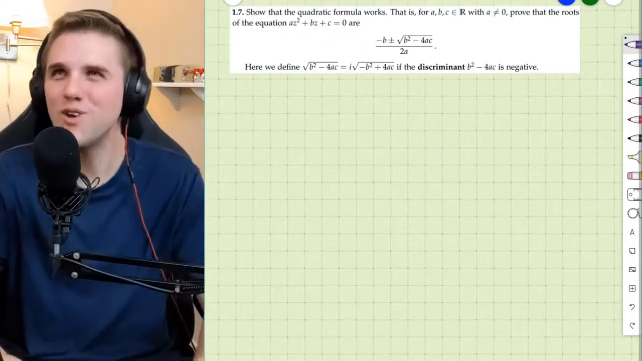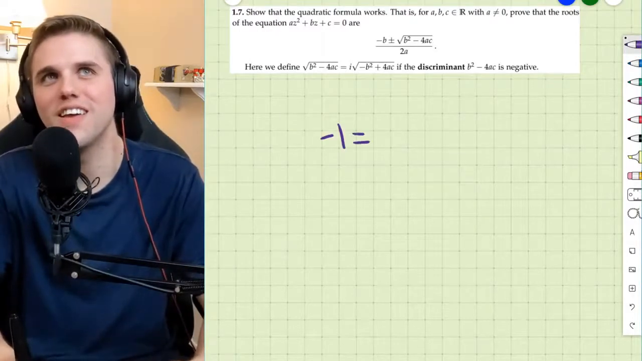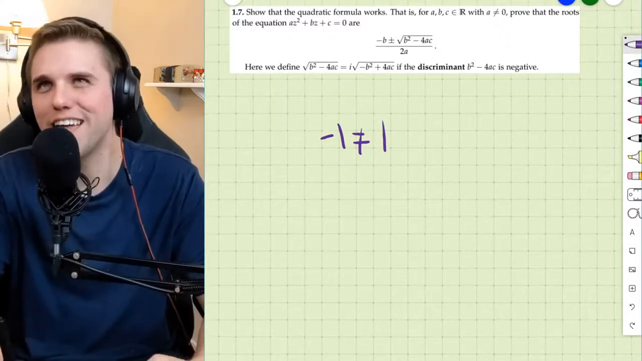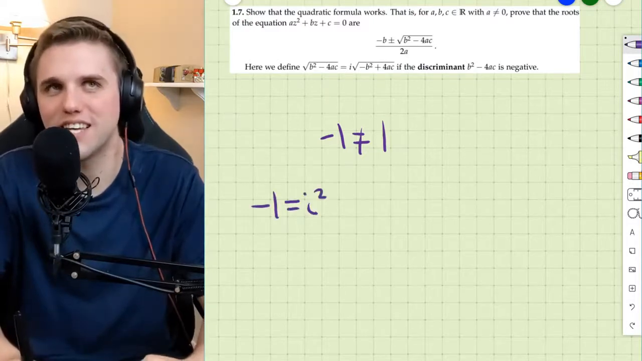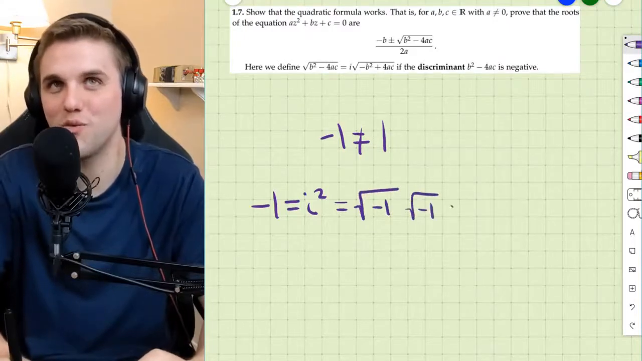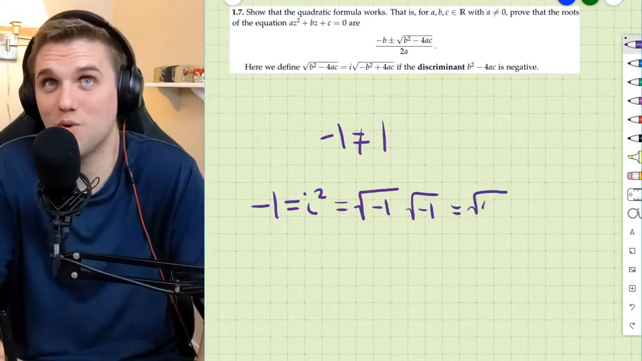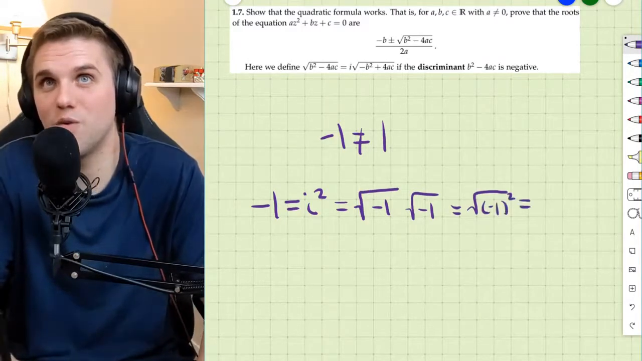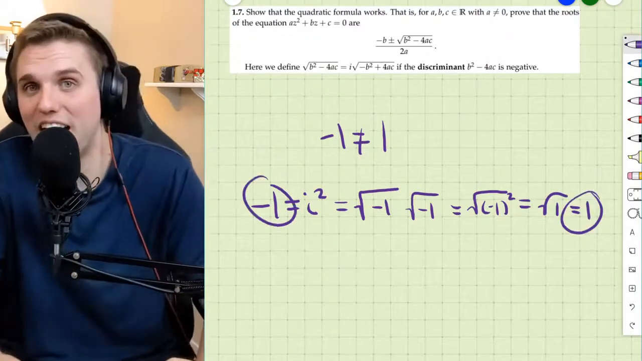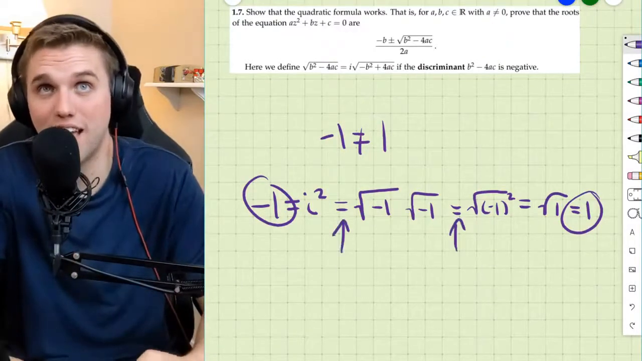And none of them really wants to understand why it is that -1 doesn't equal 1, despite the fact that -1 is i squared, which supposedly is the square root of -1 times the square root of -1, which, I mean, by properties of the square root function, is the square root of -1 squared, which is the square root of 1, which is 1. Yeah, red flags. What happened?